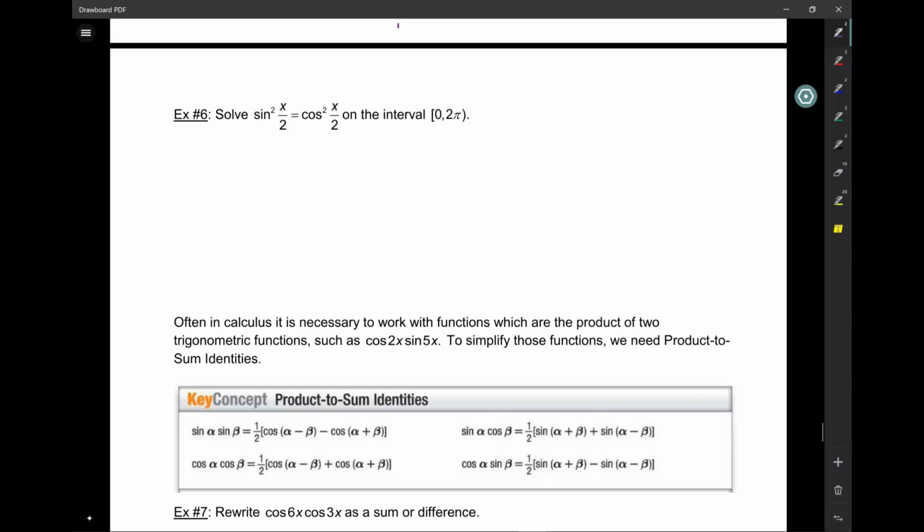So look at this one. Here I have sine squared x over 2 equals cosine squared x over 2. Okay, that kind of looks intimidating. But you know what? Why don't we write these like this? Sine of x over 2, squared, equals cosine of x over 2, squared. You can do that, right?